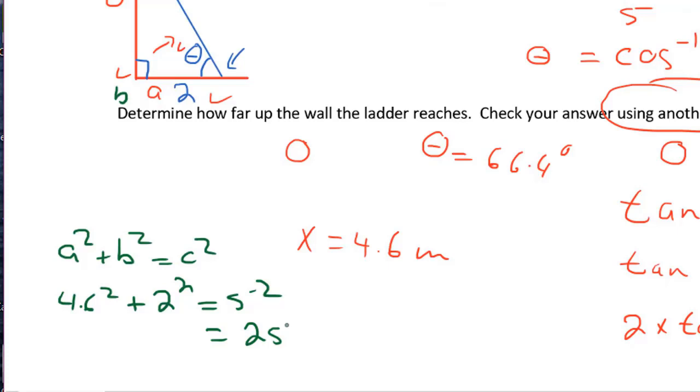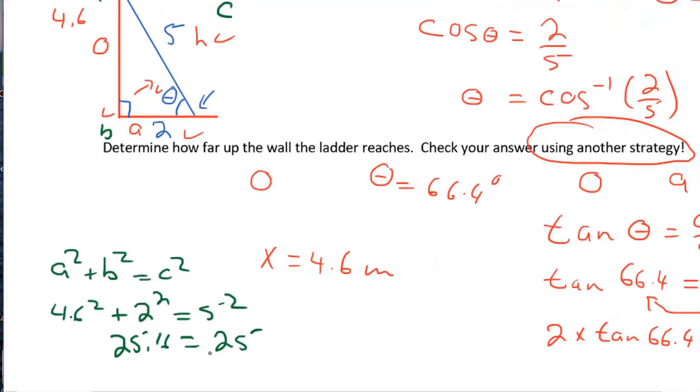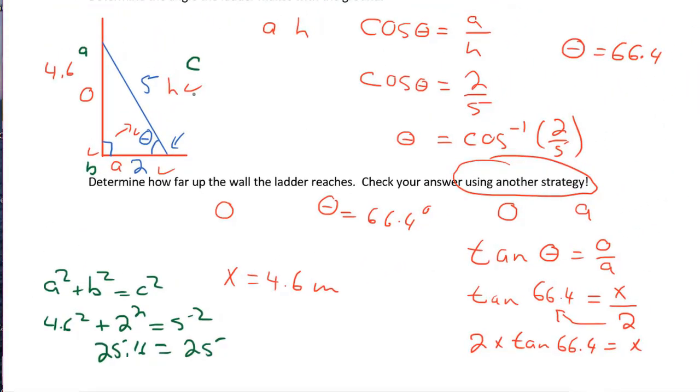Well, this side is easy, that's 25. And when I punch this in on my calculator, I get 25.16, which is pretty close. And because we did some rounding when we calculated theta and the opposite side, I think that this is a good answer. Time to move on to the next question.